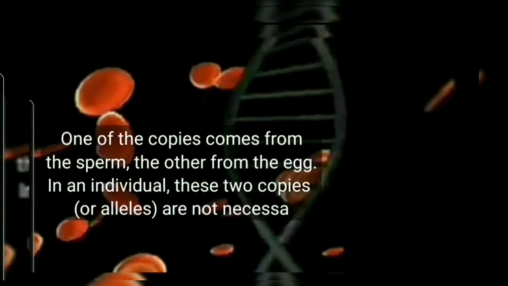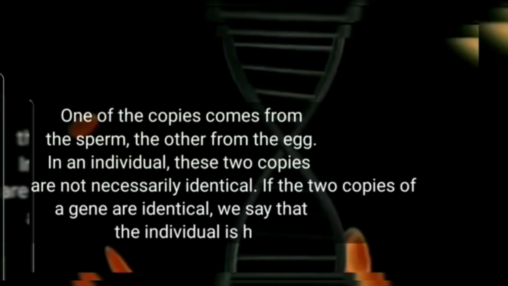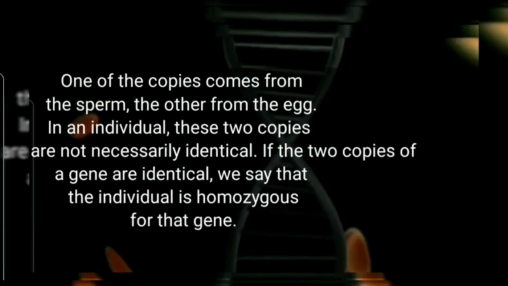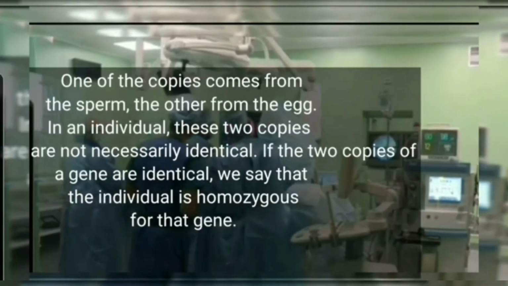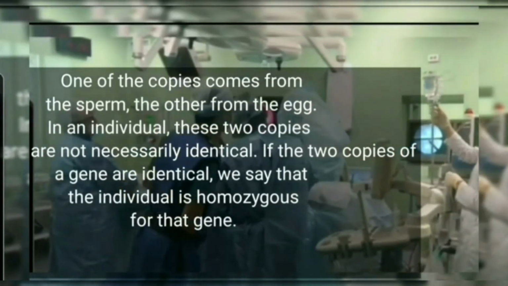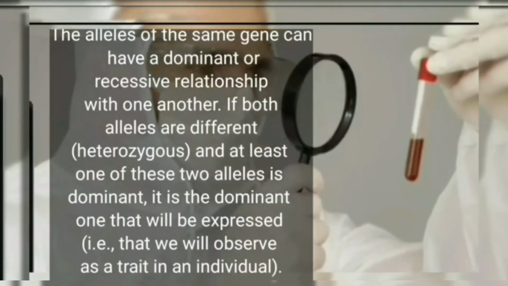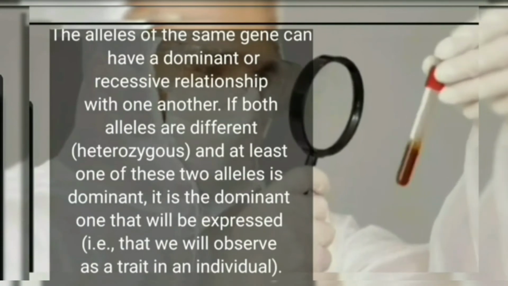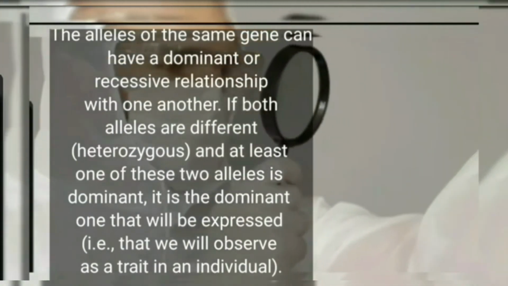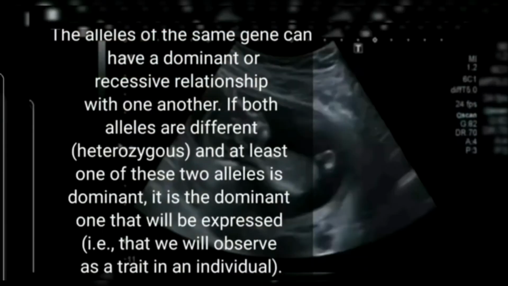In an individual, these two copies are not necessarily identical. If the two copies of a gene are identical, we say that the individual is homozygous for that gene. The alleles of the same gene can have a dominant or recessive relationship with one another. If both alleles are different and at least one of these two alleles is dominant, it is the dominant one that will be expressed.